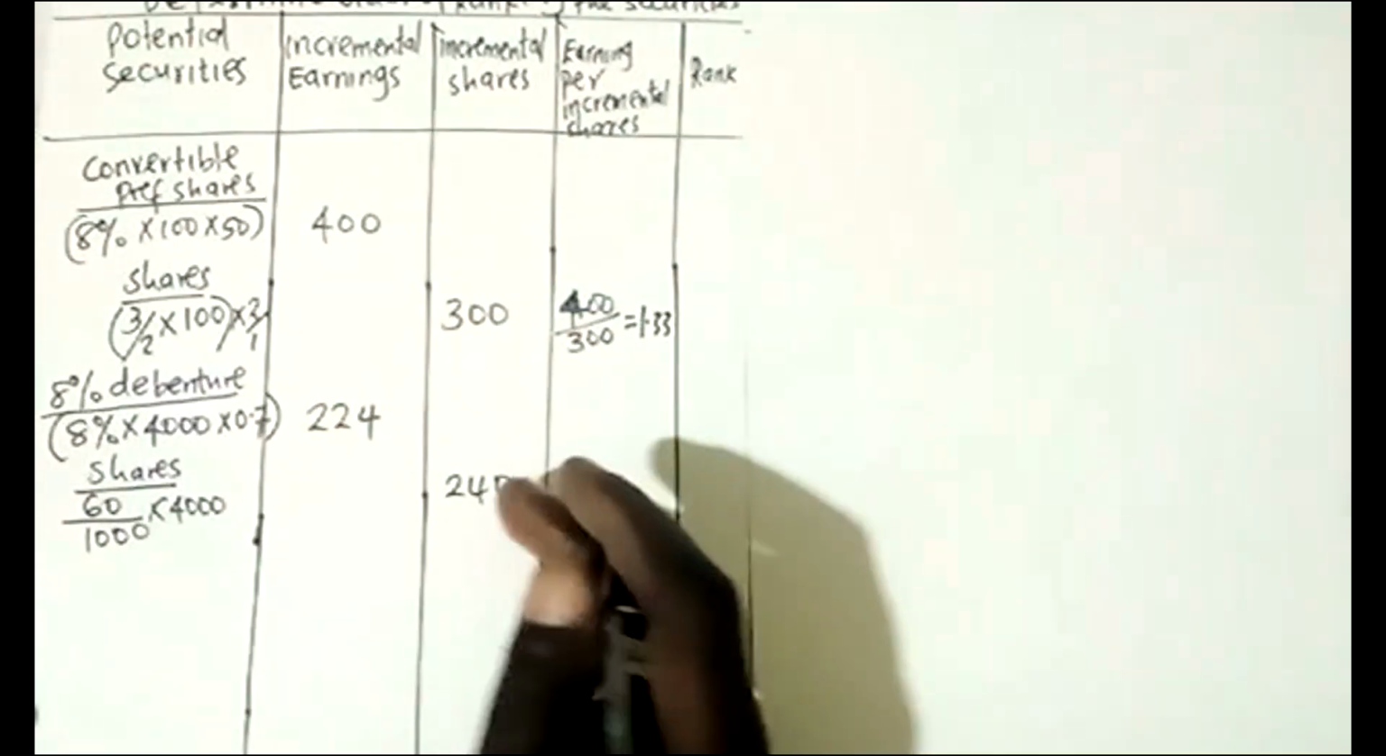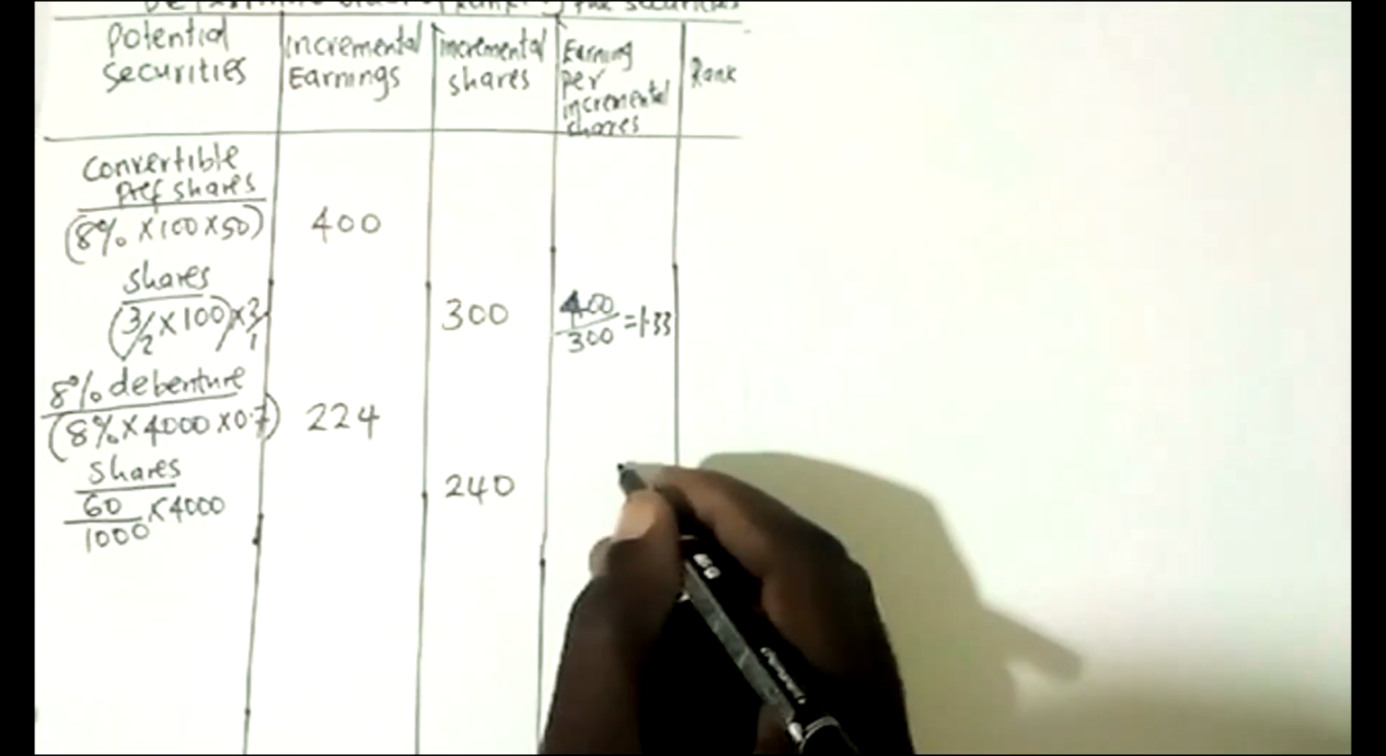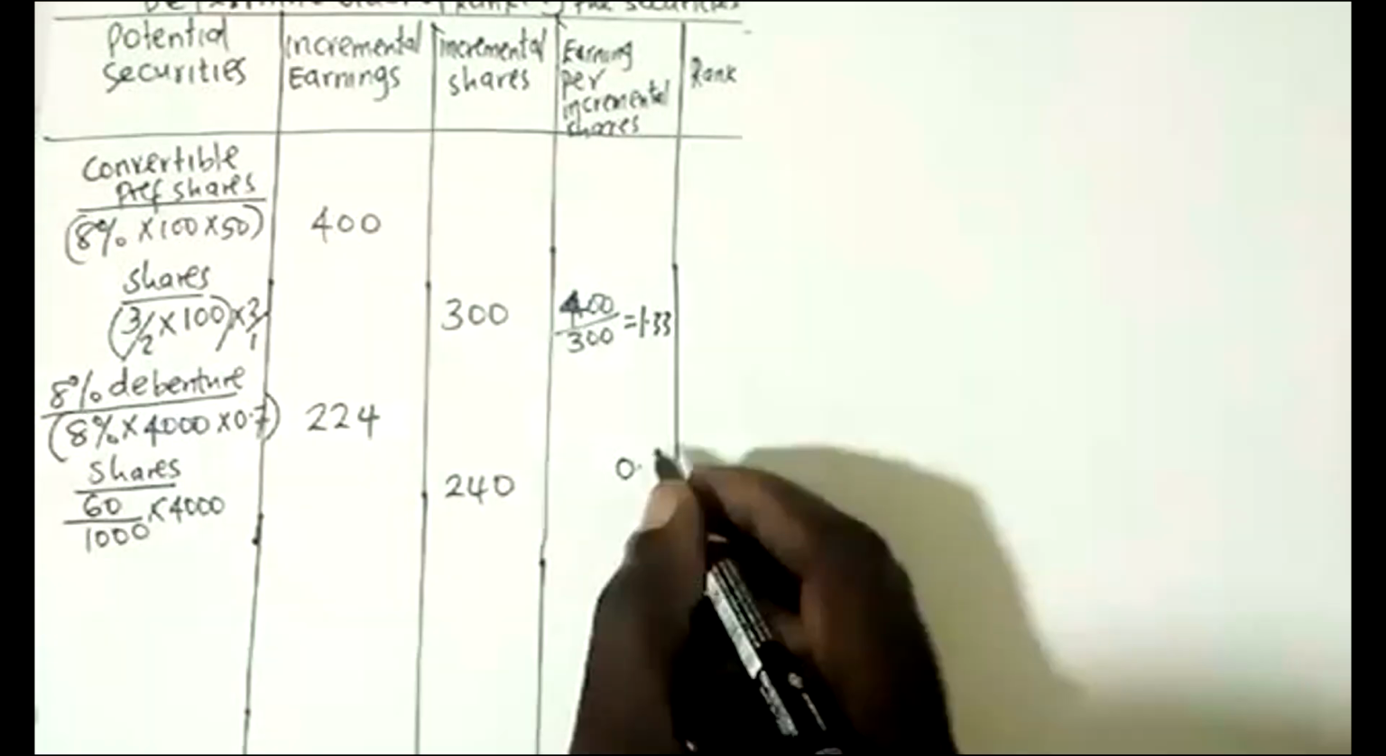Divide this and this. 224 divided by 240. That is 0.93.